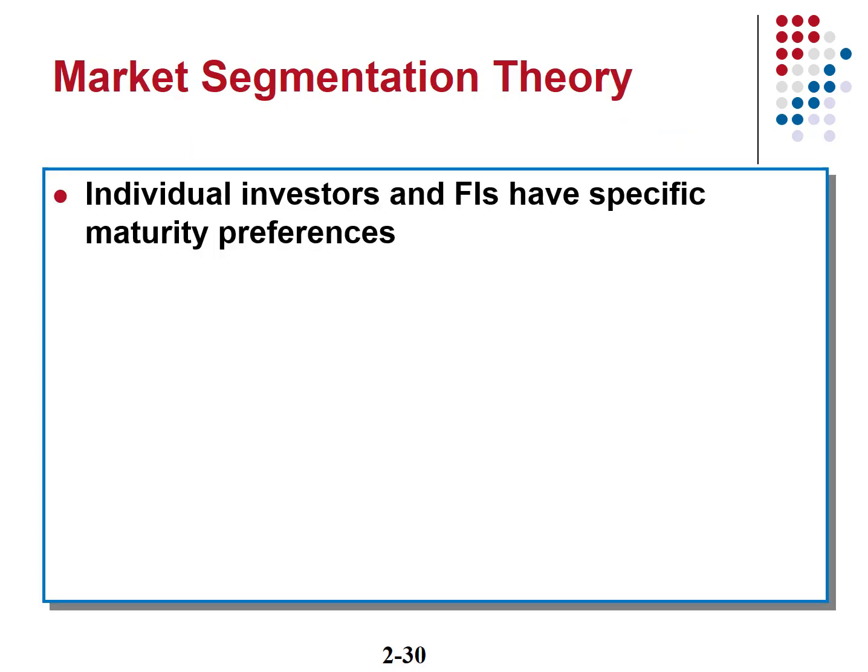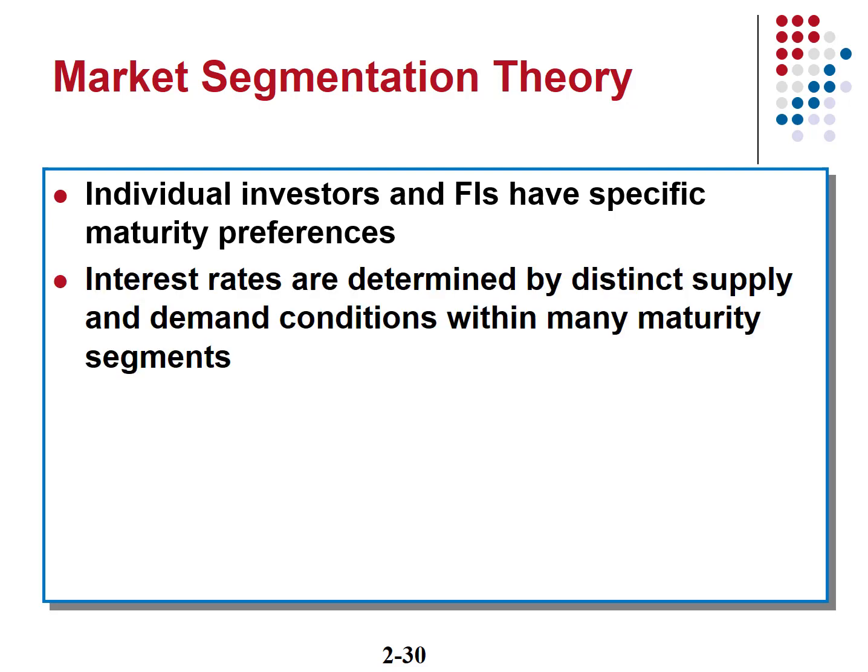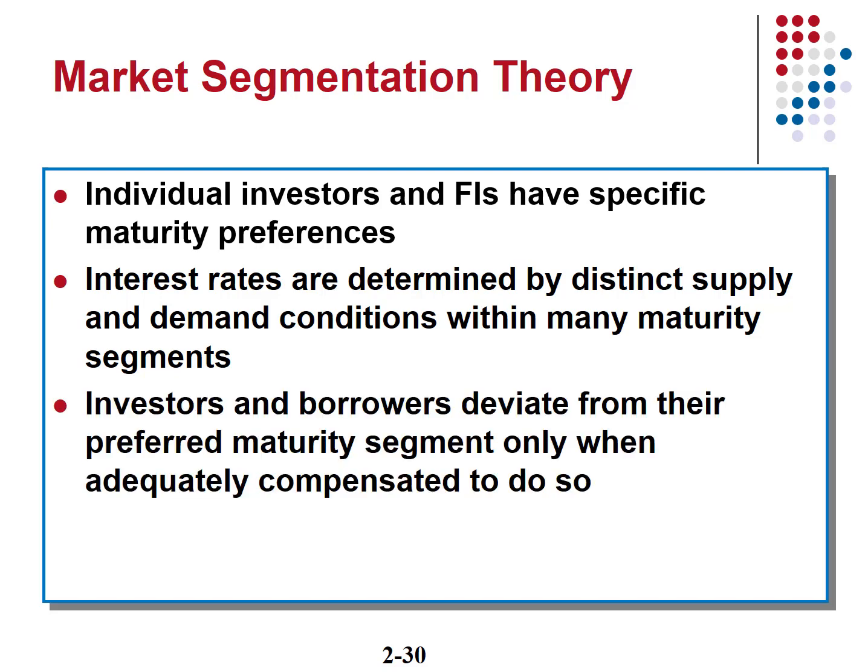Another theory regarding the yield curve is the market segmentation theory. It assumes that investors have specific maturity preferences and they will not deviate unless there is a substantial premium to do so, meaning investors who prefer 10-year notes will not change and buy 30-year bonds unless the rates are compensating.